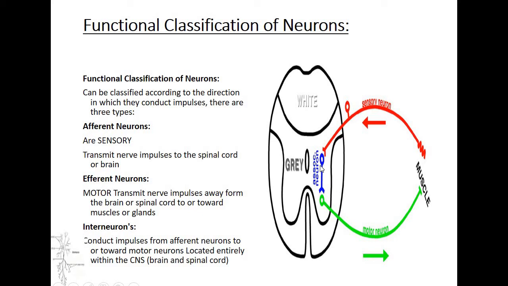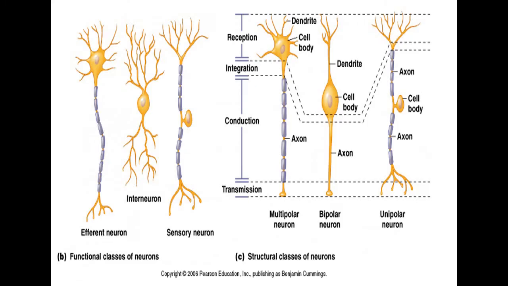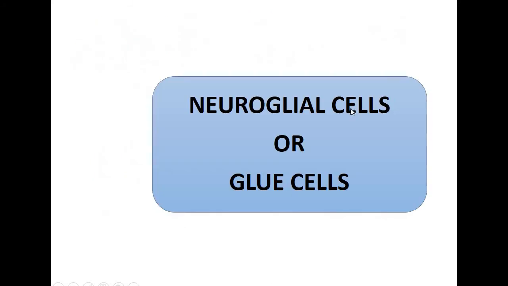This is the interneuron and this is the motor neuron. Motor neuron transmits the impulse away from the brain or spinal cord to the effectors like muscles or glands. Here, to sum it up, functional classes of neurons are motor, sensory and interneurons. Structurally, according to the number of poles: multipolar, bipolar and pseudo-unipolar.